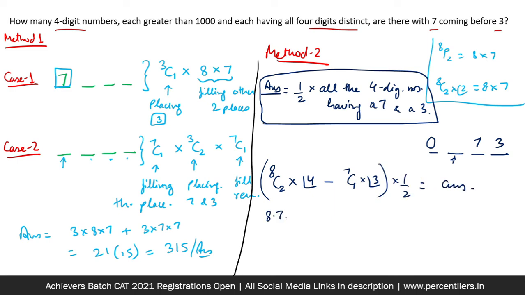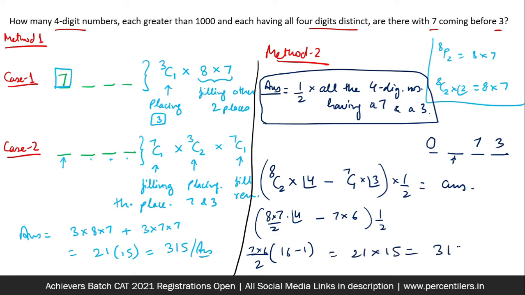So 8 into 7 by 2 into 4 factorial minus 7 into 6. So I can take 7 into 6 as common and half of this. So again, I'm getting 21 into 15, which is 315 as my answer. So a little difficulty to understand the second method, but once you understand the beauty of it.